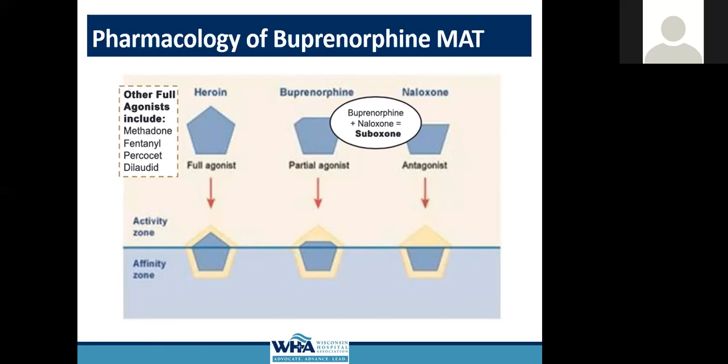A common critique, as we mentioned before, is this fear that we're going to be substituting one addiction for another. And this point comes up again and again in this presentation. What we are doing is substituting addiction for dependence. So the buprenorphine patient will absolutely still be dependent on this drug. There's no doubt about it. But they will not have the same cravings of addiction that they had with heroin or prescription opioids.